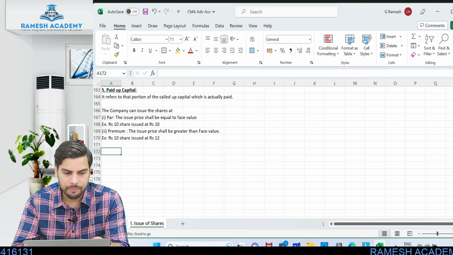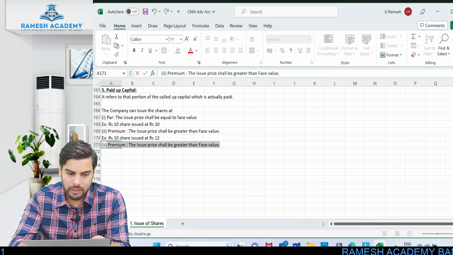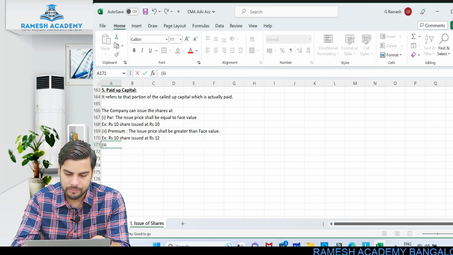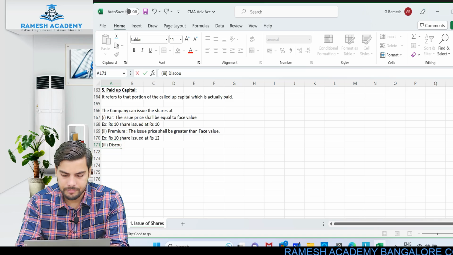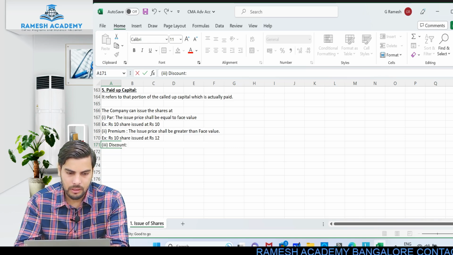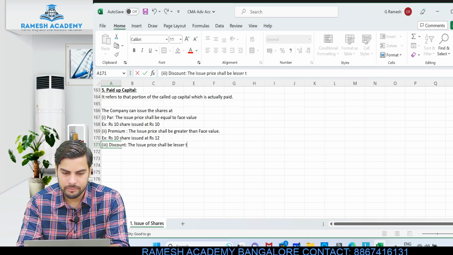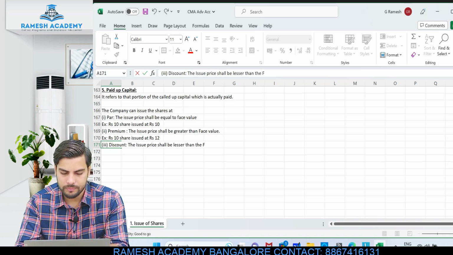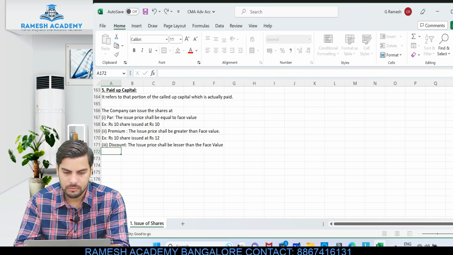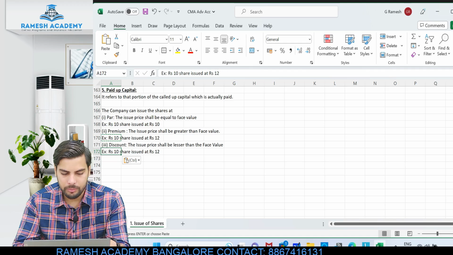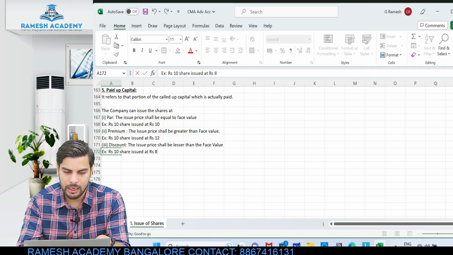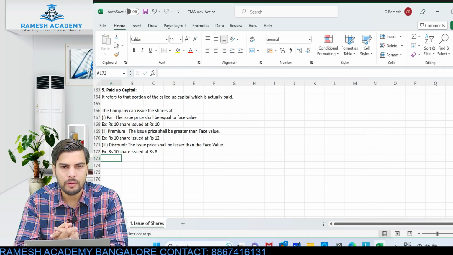Okay, and then one more thing, I'll just write it over here, that would be discount. So what is discount? It is a situation wherein the issue price shall be lesser than the face value. An example would be a 10 rupee share if I'm issuing it at, let's say, 8 rupees. So 2 rupees will be the discount.